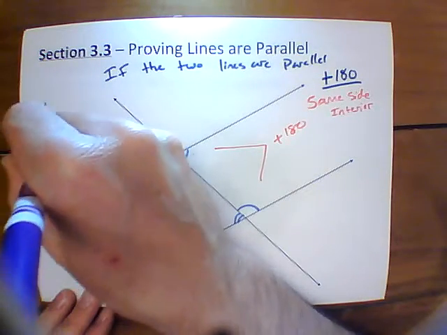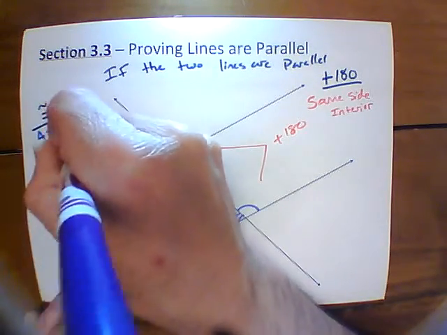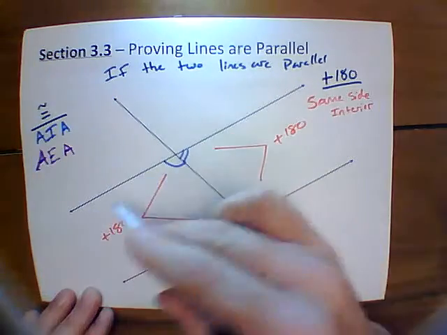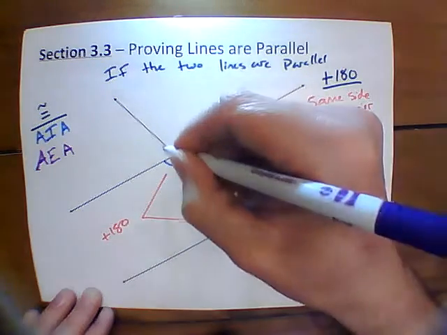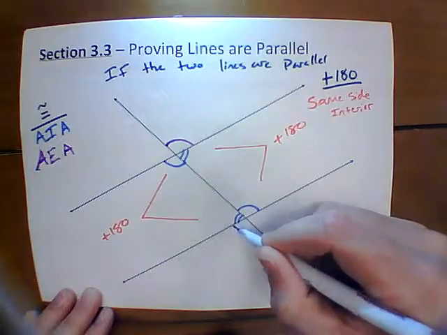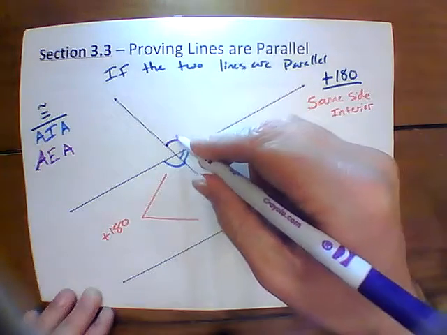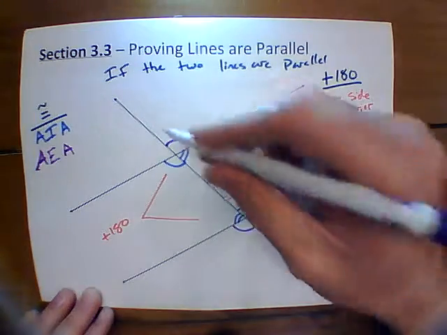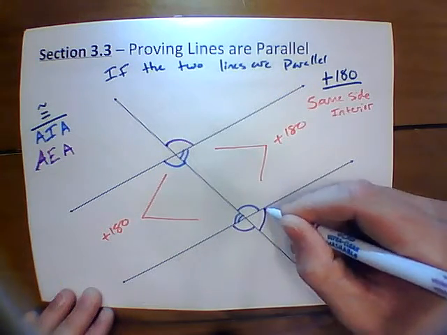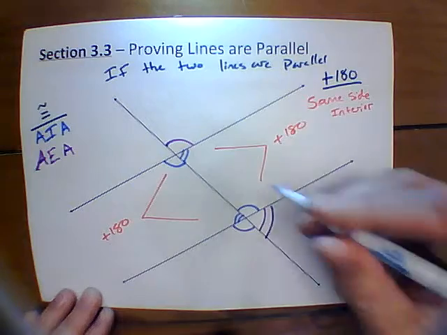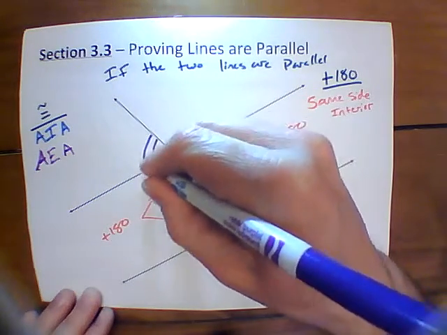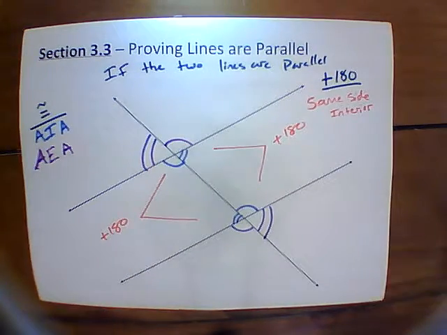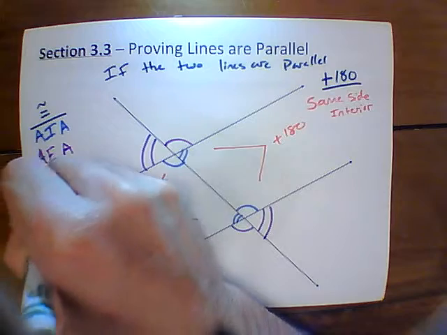The alternate exterior angle theorem tells us that if these two lines are parallel, then alternate exterior angles are congruent. So this angle is congruent to that angle. They're both on the outside of the lines and on opposite sides of the transversal. And the other set of alternate exterior angles are these two. So those two are congruent given the alternate exterior angle theorem. The last theorem is the corresponding angles theorem.